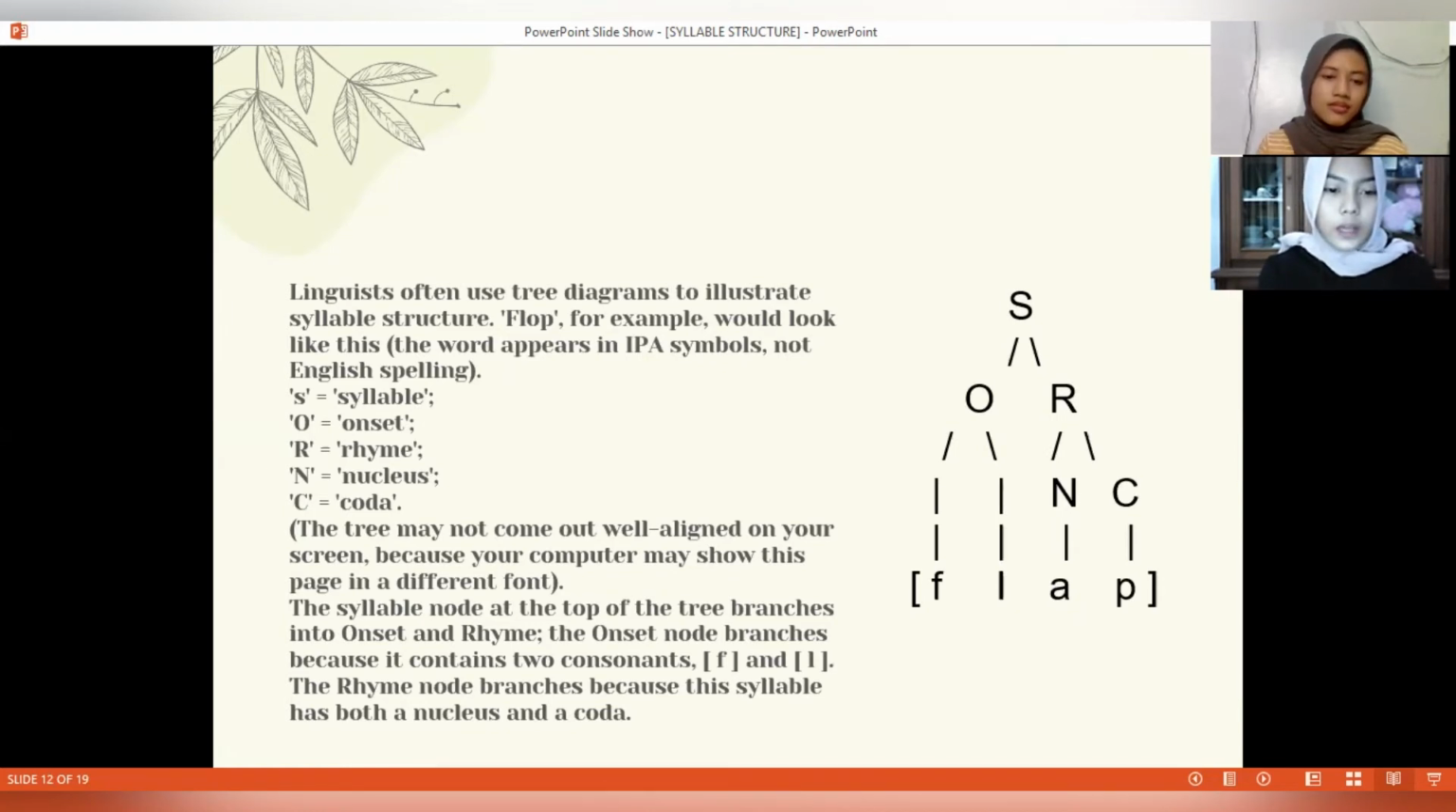The tree may not come out well aligned on your screen because your computer may show this page in a different font. The syllable node at the top of the tree branches into onset and rhyme. The onset node branches because it contains two consonants, F and L. The rhyme node branches because this syllable has both a nucleus and a coda.